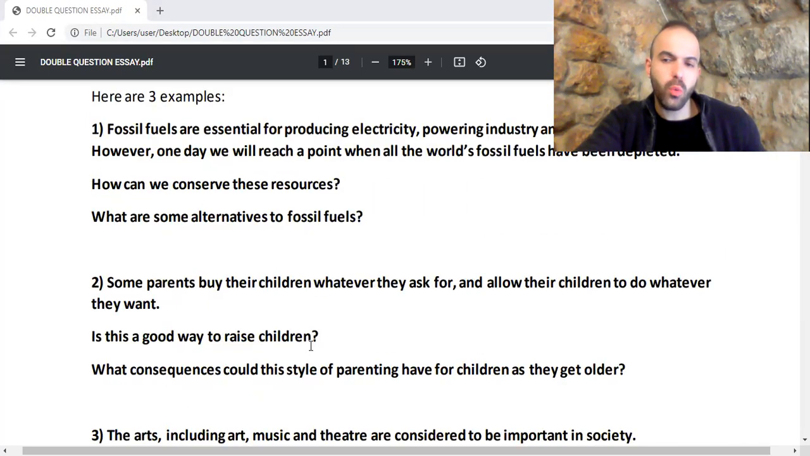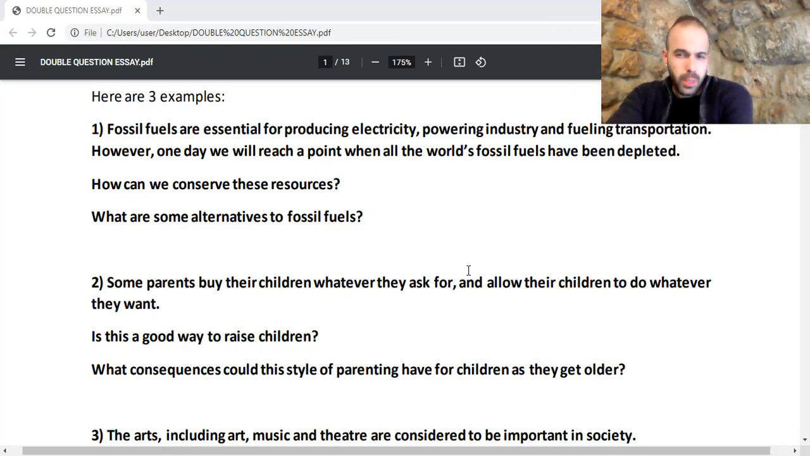So now we have the second question here. Some parents buy their children whatever they ask for. Let me just minimize this. I think it's taking, yes. So some parents buy their children whatever they ask for and allow their children to do whatever they want.